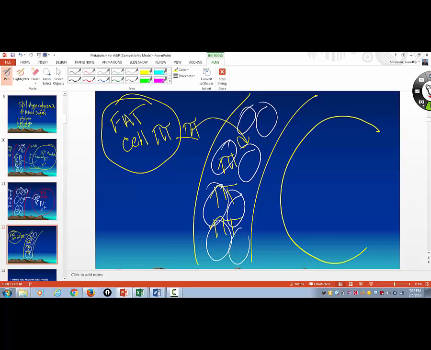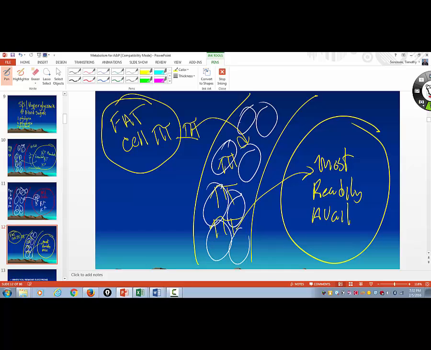So what will happen is that triglyceride will become the most readily available fuel for the other cells of your body to use. So the cells of the body will start metabolizing fat. Why? Because you can't use glucose because you don't have insulin. So they will also have dramatic weight loss.